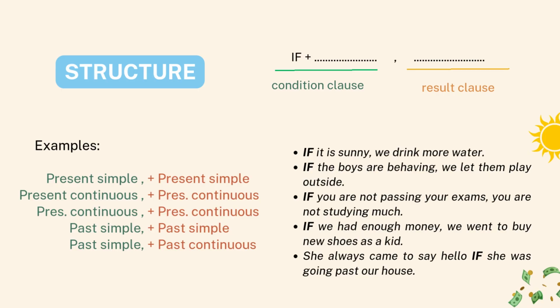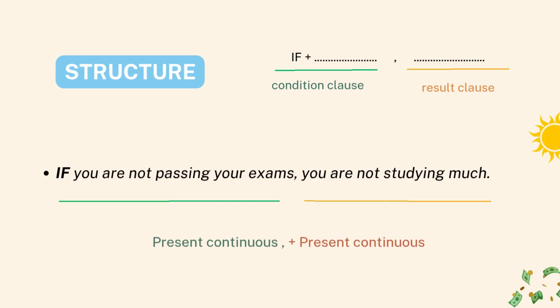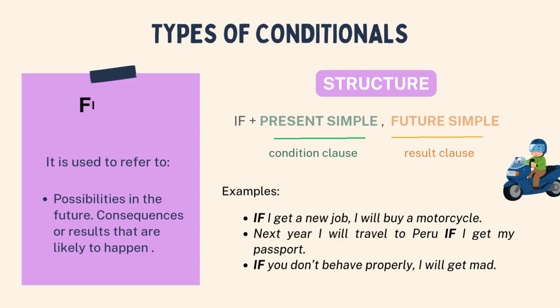Let's analyze one example. It reads, "If you are not passing your exams, you are not studying much." In this case, we are using present continuous in the condition clause, as well as in the result clause. This is possible thanks to the idea we propose. Here we can see how logic takes place to connect with the idea of saying a general truth. If you are not passing your exams, it means that you are not dedicating too much time to studying.